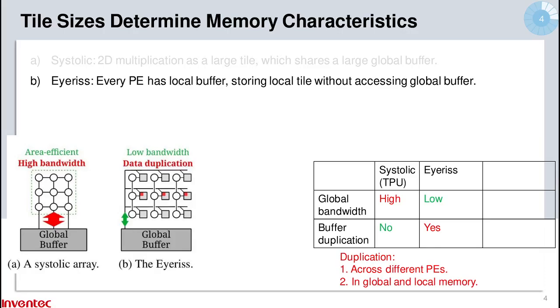Eyeriss broadcasts the data from the global buffer to the local buffer, so a PE can process a small tile without accessing the global buffer. This reduces the global buffer bandwidth, but causes data duplication across different PEs.